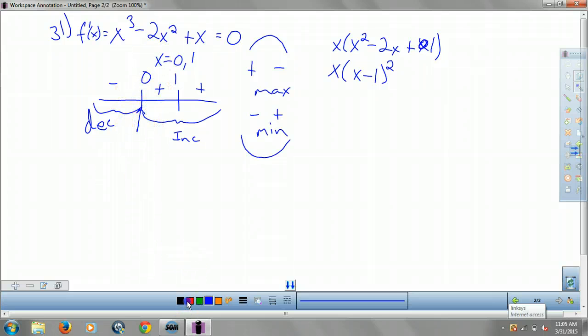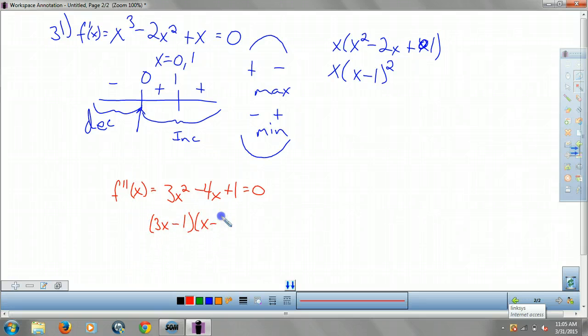Okay, let's switch up colors here for a second. So now for concavities, you're going to be looking at the second derivative. Second derivative is 3x squared minus 4x plus 1. You set that equal to 0. Luckily, it factors out very nicely into (3x minus 1)(x minus 1).